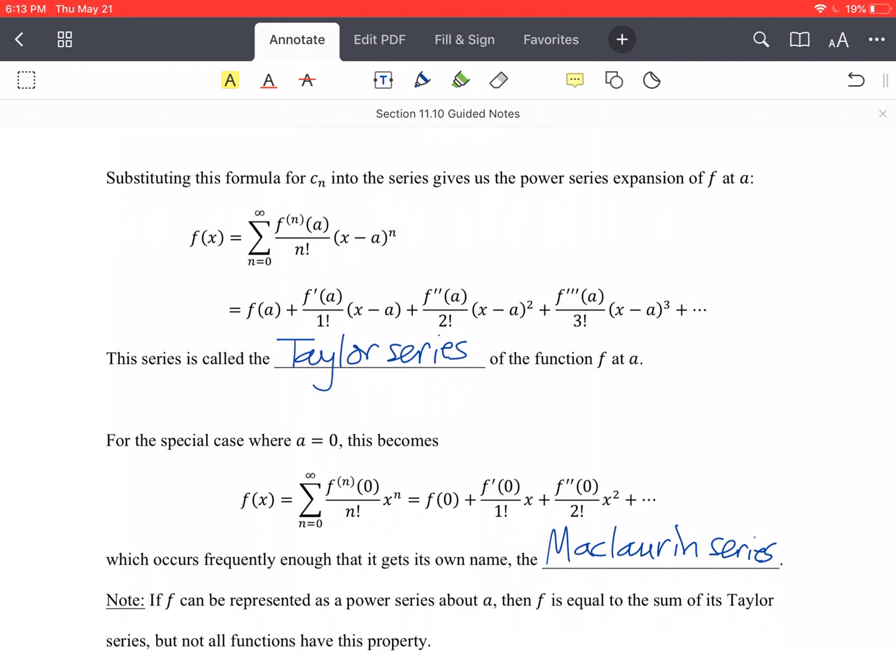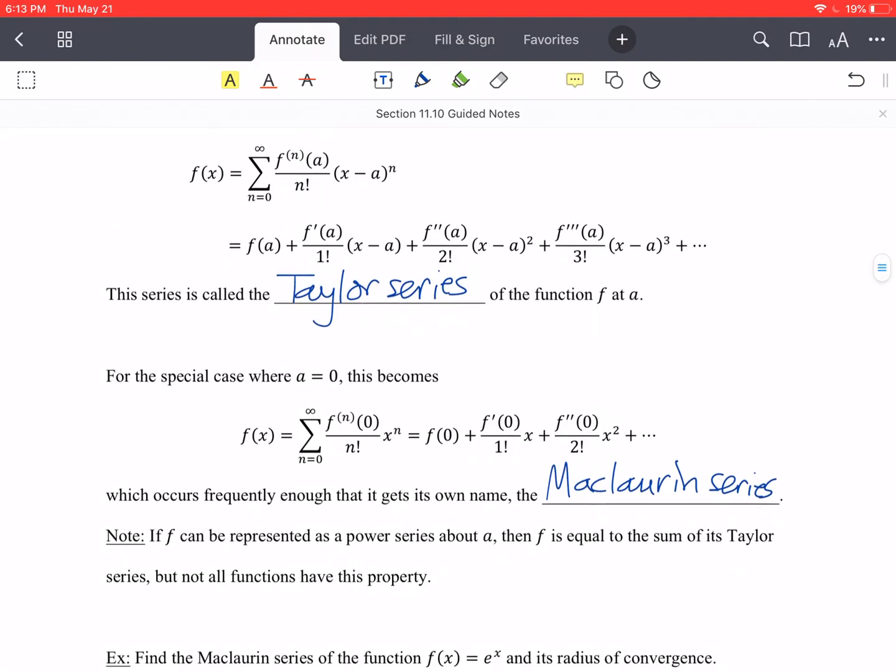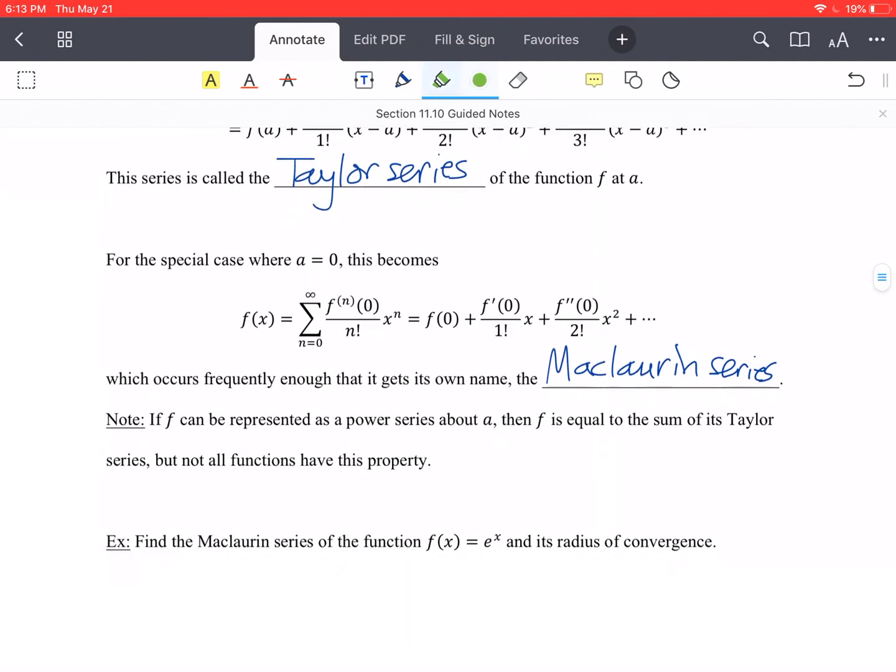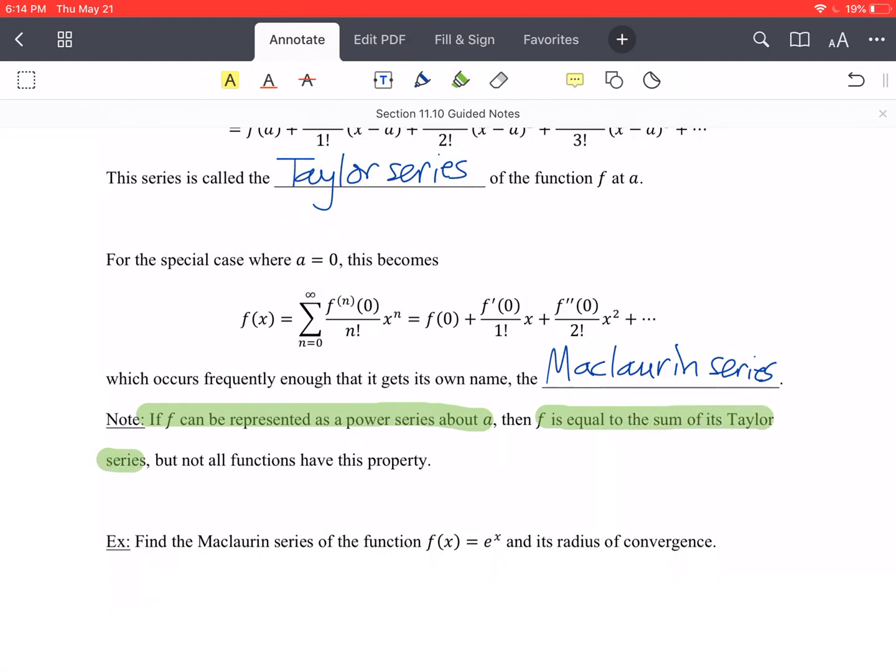Okay, so that's the only difference between the two of them. So if f can be represented as a power series about a, then f is equal to the sum of its Taylor series, but not all functions have this property. Okay, so let me say that one more time. If f can be represented as a power series about a, then f is equal to the sum of its Taylor series. But not all functions have this property, right? Because not all functions can be represented as power series.